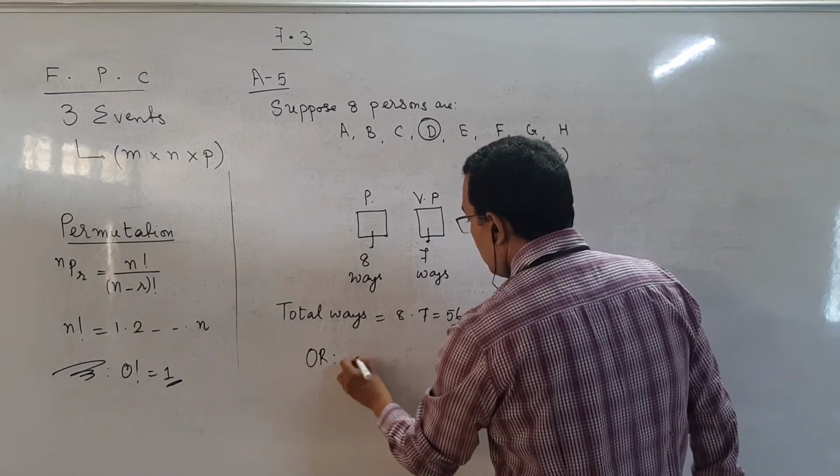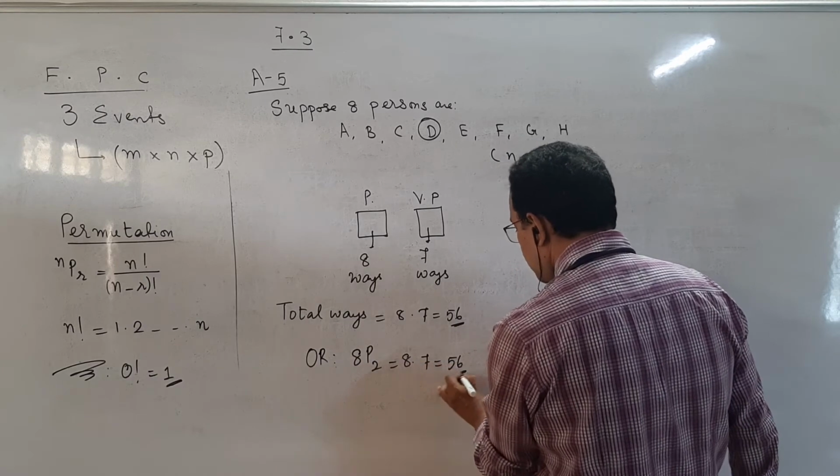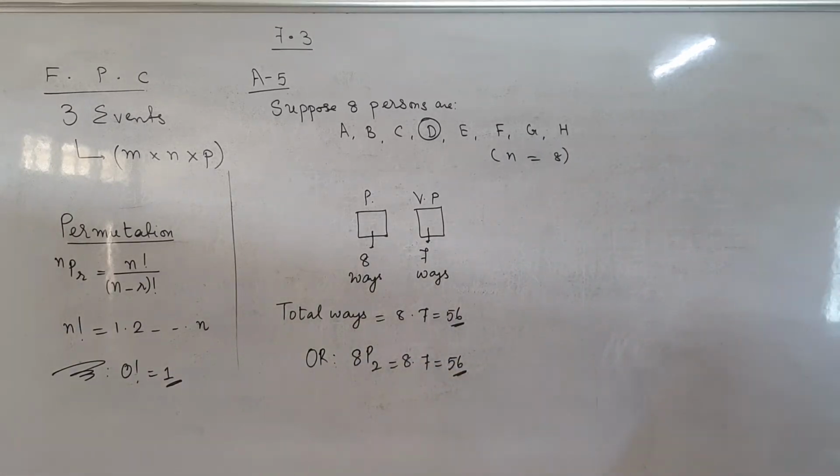Alternatively, I go for 8P2, then also the answer is 8 into 7, and that is 56. From 8, any two persons can be arranged in how many ways? 8P2 ways. So suppose we were to select president, vice president, and the chief officer, then 8P3. So this is very simple. From 8 persons, any two persons can be arranged in 8P2 ways. And 8P2 is 2 decreasing factors from 8, 8 into 7. The answer is nothing but 56.